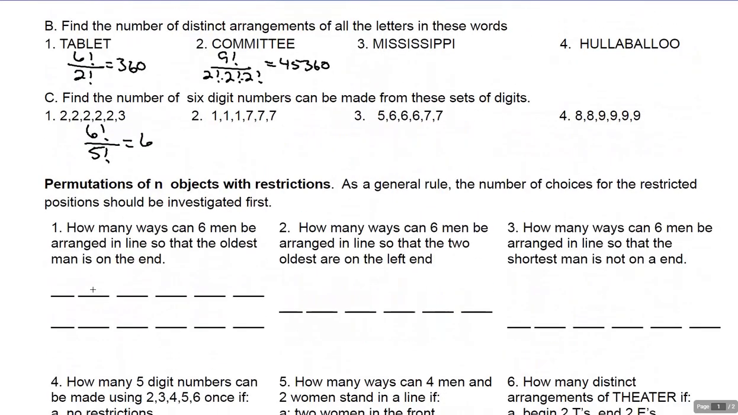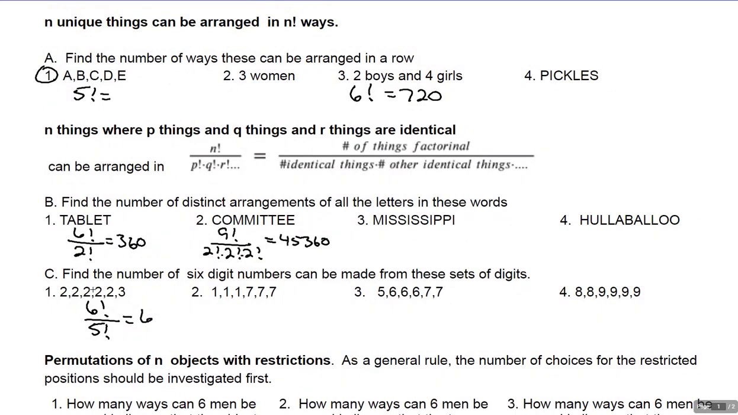Wait, sorry, real quick. What about the second one? How many 6 numbers do we have altogether? 6 factorial. Now, how many duplicate ones do I have? 3. How many duplicate 7s do I have? 3. Notice it's not the 7, it's just how many duplicates.